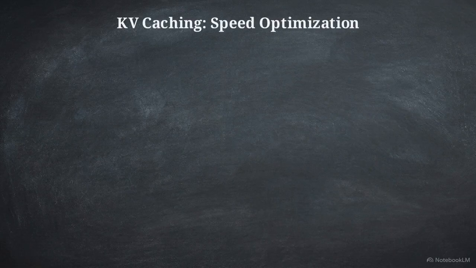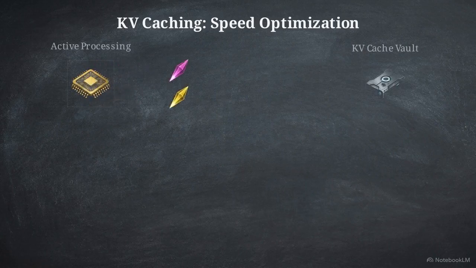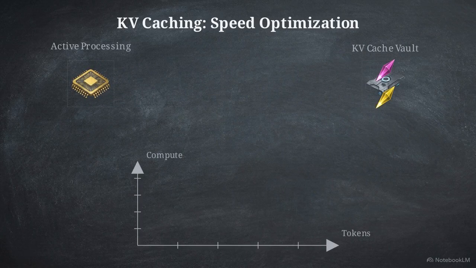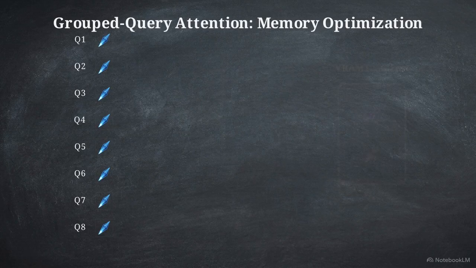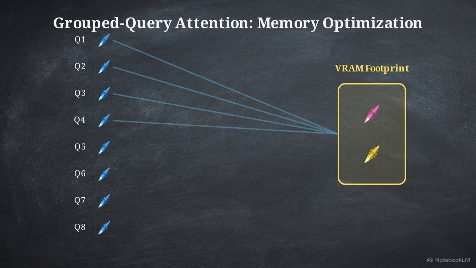To solve this, the KV cache stores previously computed keys and values in memory. For new words, the model only computes data for that specific token, reducing the computational load from a quadratic curve to a linear progression. However, very long sequences can still exhaust the memory.